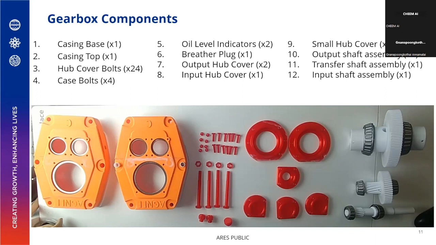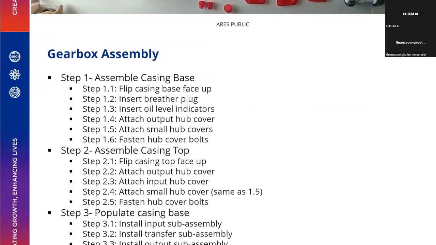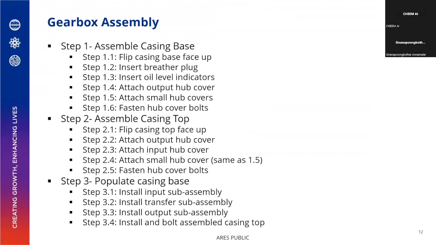In the scenario, there is a human worker and a robot cooperating on assembling and disassembling a gearbox. A gearbox contains many components, as the picture shows: casings, bolts, hub covers, and shafts. This shows the steps in the gearbox assembly, and there are 3 main steps. Among each, there are several sub-steps.